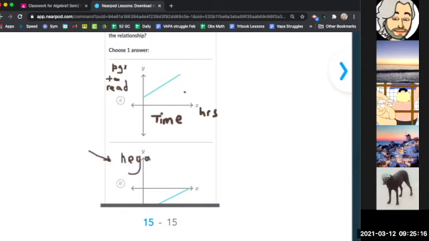Can you have negative pages to read? Is that possible? No, it's not. So this one's out. This is not a possibility. You can't have negative pages to read, guys. So it's definitely not that one. It's not B.